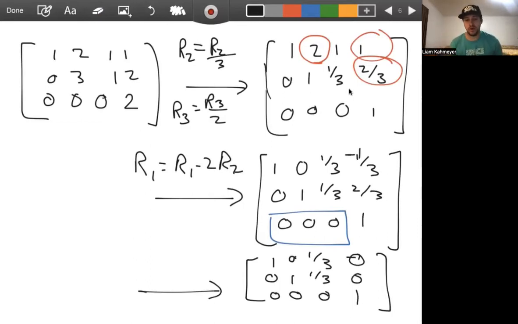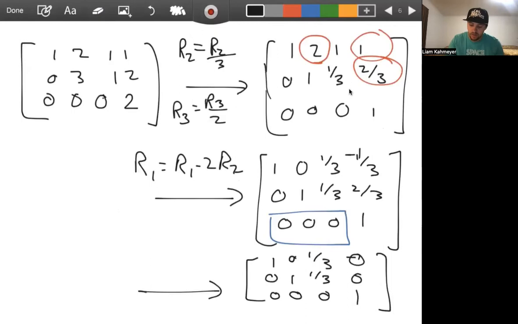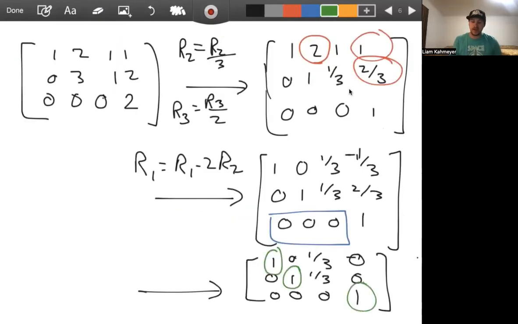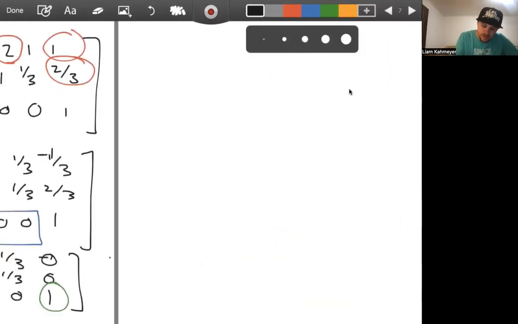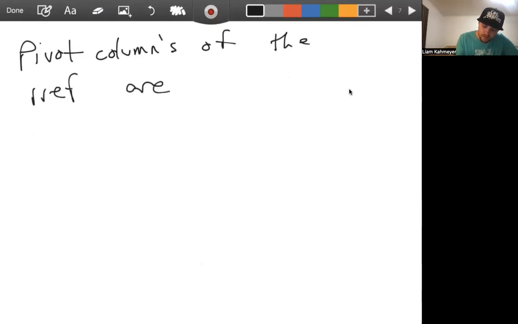How does the reduced row echelon form help us determine the subset of these vectors which are linearly independent? Well, you look at every column that has a pivot entry, or you look at the pivot columns. The pivot columns of the reduced row echelon form are 1, 2, and 4.